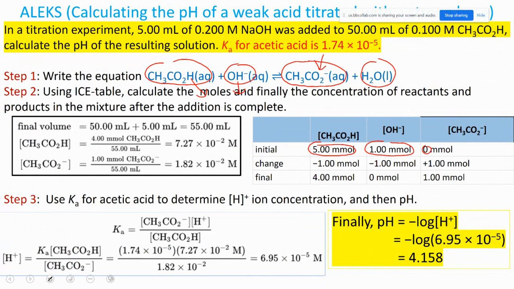And you might be wondering, can I use the ice table if it's just the moles? Yes, you can use the ice table. But instead of saying equilibrium, they might use the term final. It's the same thing, all right? But you can definitely use the ice table even if you use the units of just the moles instead of molarity. This is what I did. Again, I already showed you on the whiteboard how I got these numbers, the millimoles of CH3CO2H and OH minus. All right, now watch this.